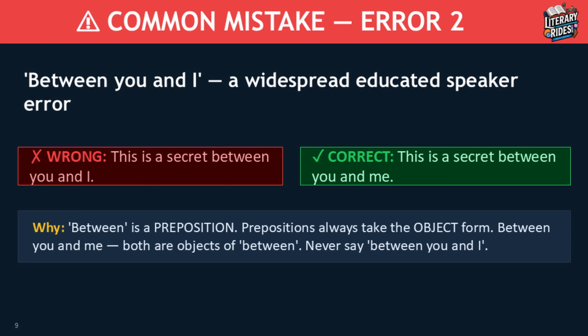Error number 2, between you and I. This error is surprisingly common even among educated speakers. Incorrect one is, this is a secret between you and I. Correct one is, this is a secret between you and me. Why? The word between is a preposition. Prepositions always take the object form. Between you and me, both are objects of the preposition between. Never say between you and I. It sounds formal, but it is grammatically incorrect.